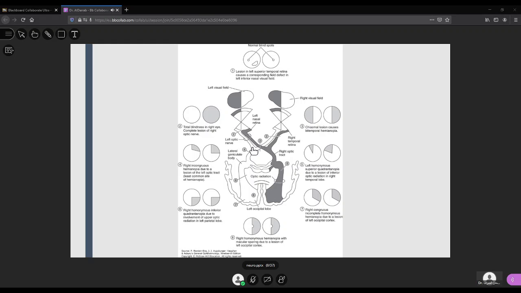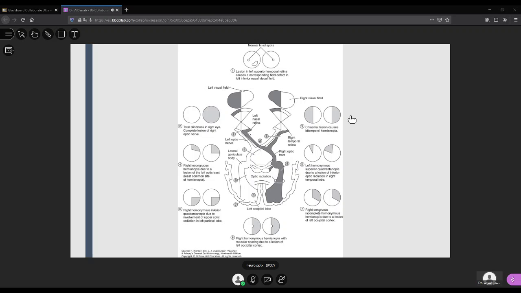Number three, chiasmal lesion. Number two is here, the right. Number three is the chiasm. This is the chiasm. This is the optic nerve. Now this is the optic nerve, optic chiasm, then optic tracts. So a chiasmal lesion in the middle will cause bitemporal hemianopia.